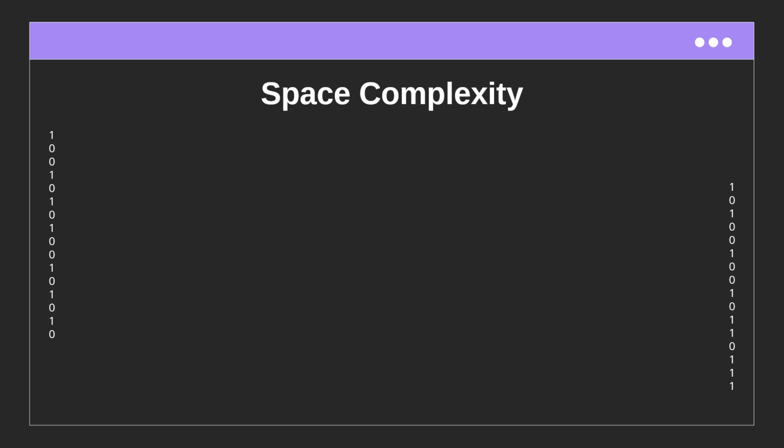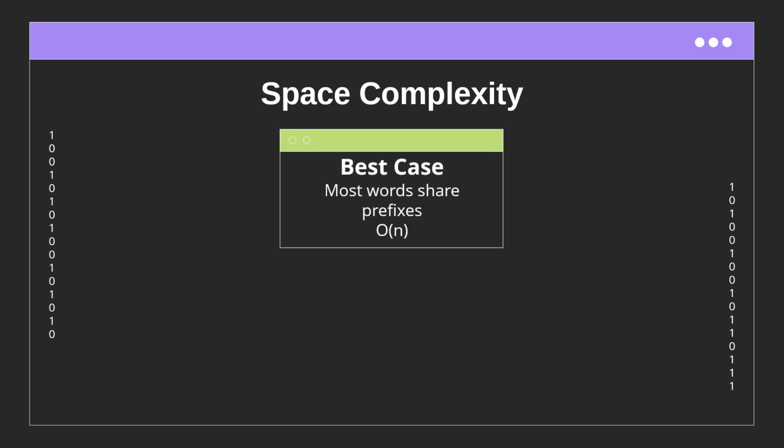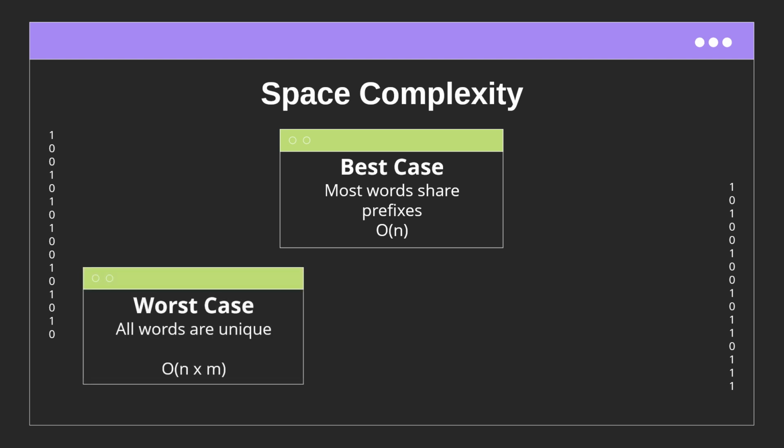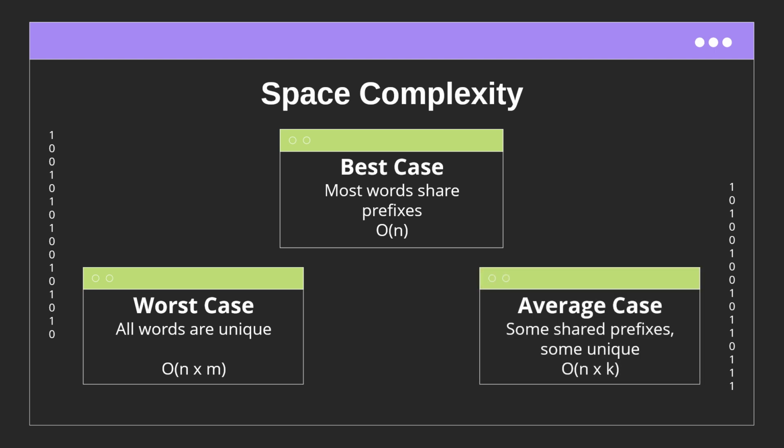Next is space complexity. In the best case, where many words share common prefixes, a trie uses space efficiently. This gives us O(n), where n is the number of words. In the worst case, where all words are completely different, a trie has to store every character individually, leading to O(n times m), where m is the maximum word length. And lastly, in the average case, some words share prefixes, others don't, so space becomes O(n times k), where k is the average word length.